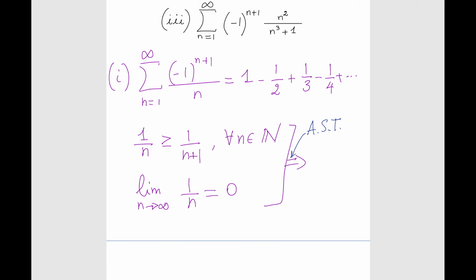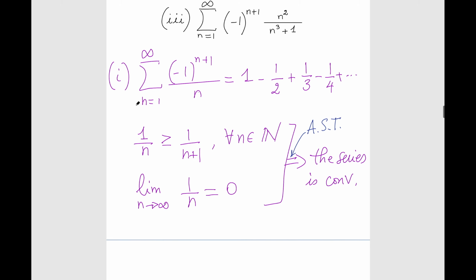we can infer that the series is convergent. Makes sense? Because the a_n are non-increasing, so they are decreasing in some sense, and they go to 0.